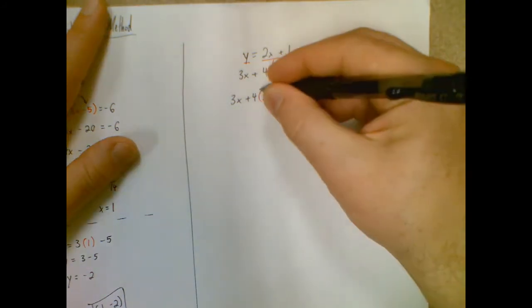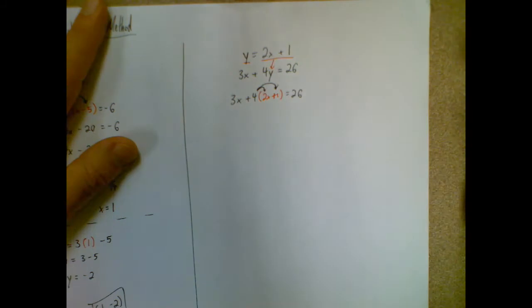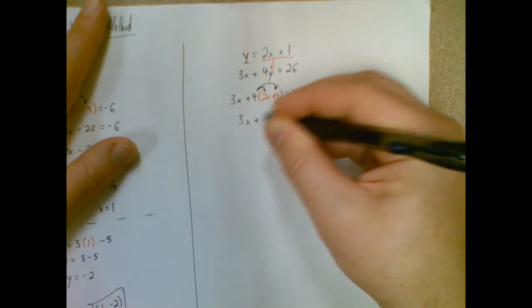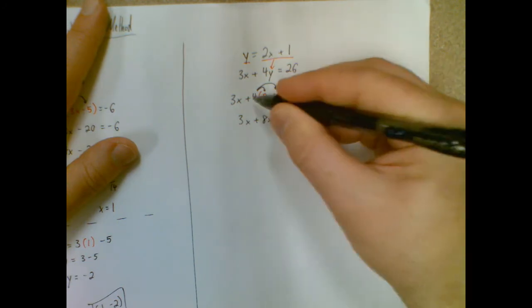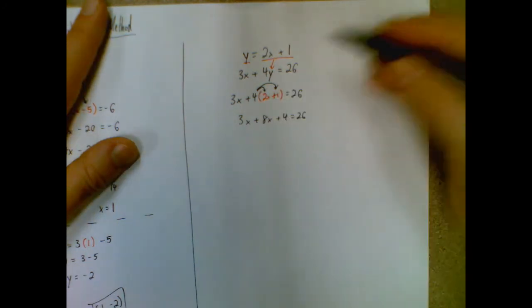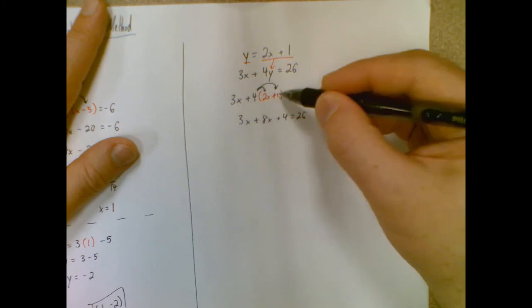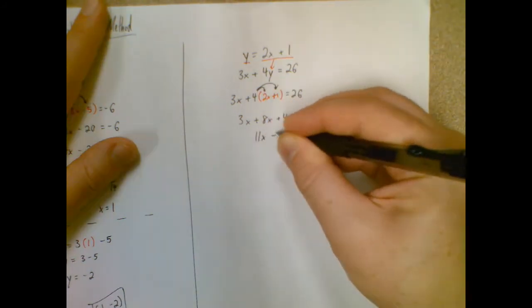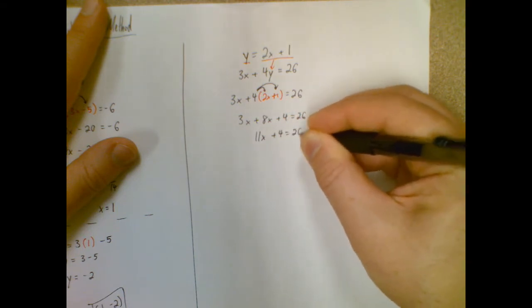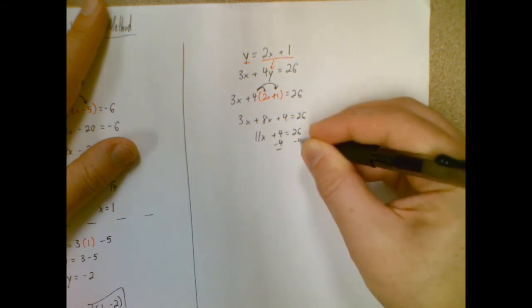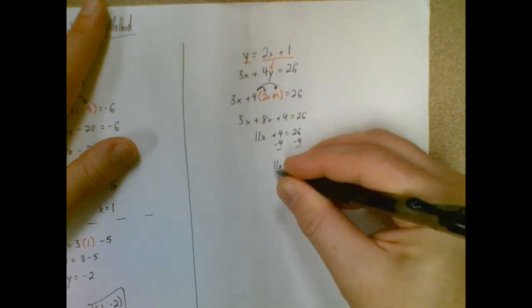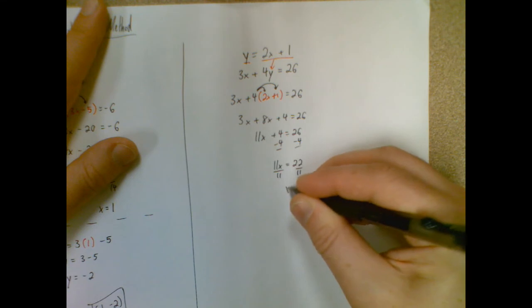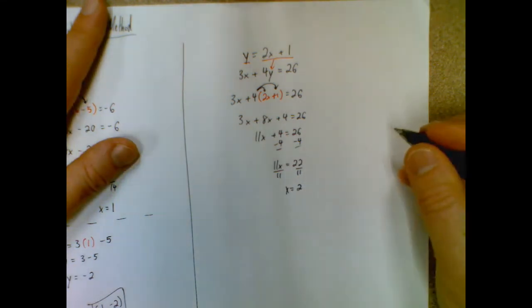So now I can distribute again, because I only have x's. 3x plus 8x plus 4 equals 26. So just multiplying that 4: 4 times 2x is 8x, 4 times 1 is 4. Combining my like terms. Subtract 4. So just normal equation stuff at this point. Divide by 11. x equals 2.